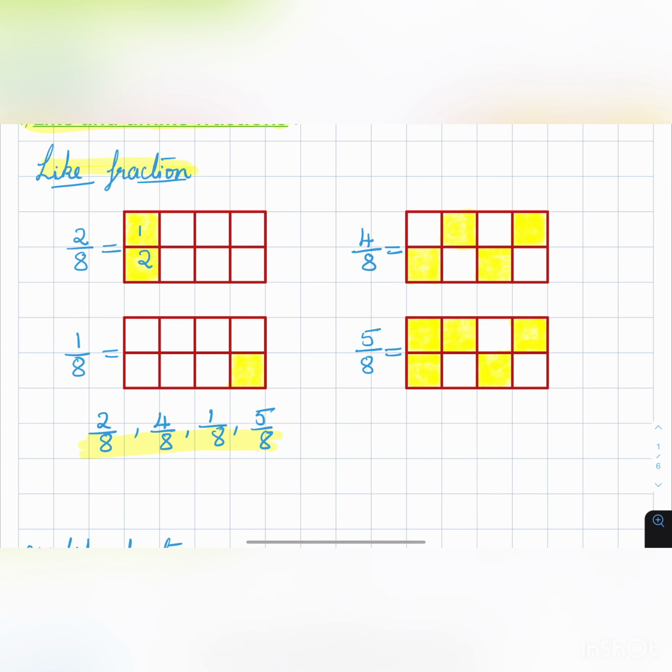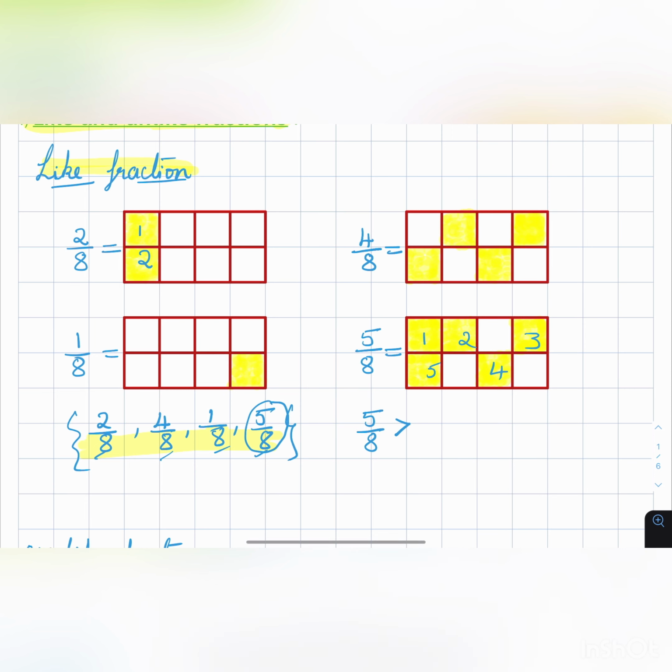Now, if you see this, to know the biggest fraction in this series, that is, the like fractions in this series, the biggest one is 5 by 8. We can see how many are shaded here: 1, 2, 3, 4, 5. So that is the biggest fraction out of these 4 fractions. So 5 by 8 is the biggest one.